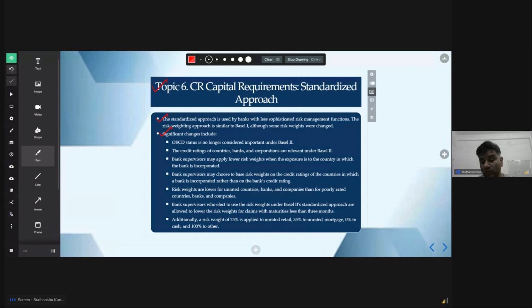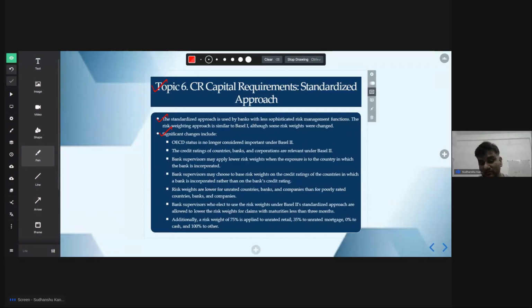Making the framework more economically meaningful. There was the role of external credit ratings. Risk weights now depend on ratings of countries, banks, and corporates. High rated entities attract low risk weights, and low rated entities attract high risk weights. This directly corrects Basel I's flaw, where AAA and C rated borrowers were treated identically.